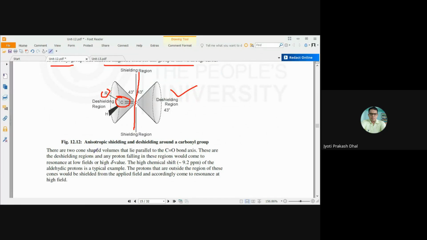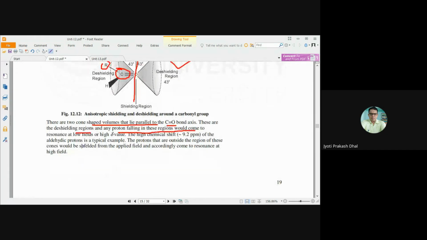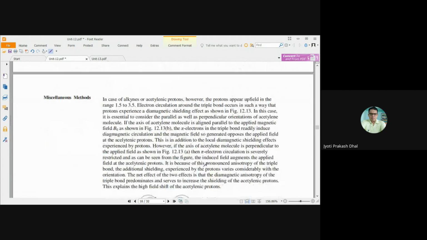There are two cone-shaped volumes lying parallel to the C double bond O axis. These are de-shielded regions, and any protons falling in this region would resonate at low field or high value of delta. Low field means high value of delta. The higher chemical shift of the aldehyde proton is typically the example. And the protons that are outside the region of this cone will be shielded from the applied field and accordingly come to resonance at high field.